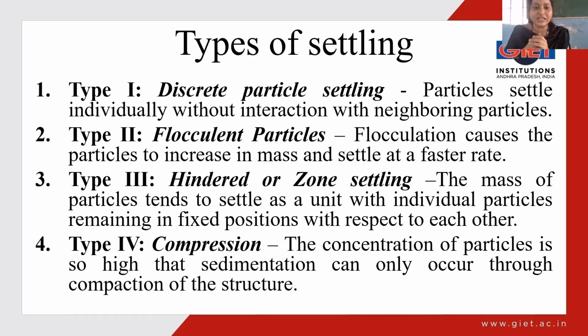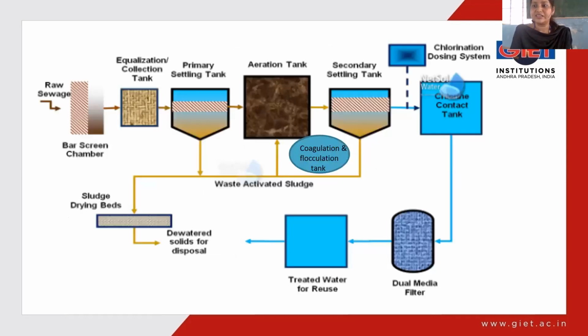And the next one is compression settling. In this type of settling, the suspended particle concentration is very, very high. Here the concentration of the particles is so high that sedimentation can only occur through compaction of the structure. So each individual suspended particle is in direct contact with other particles. So they're all together, and they're going to settle down. So this is about the sedimentation tank and the types of settling that happen in a sedimentation tank.